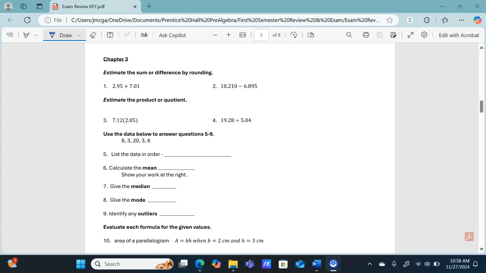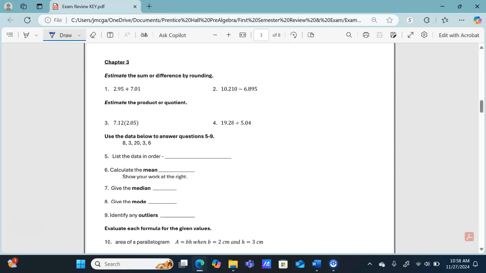Okay, we are reviewing chapter 3 and 4 in this video. We're going to estimate the sum or difference by rounding. 2.95 is close to 3, and 7.01 is close to 7, so 3 plus 7 is 10.